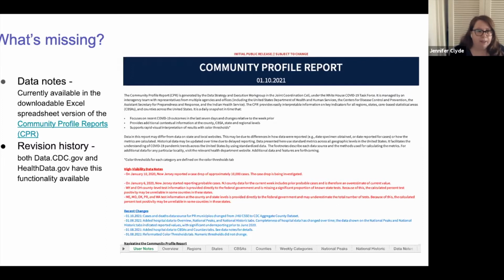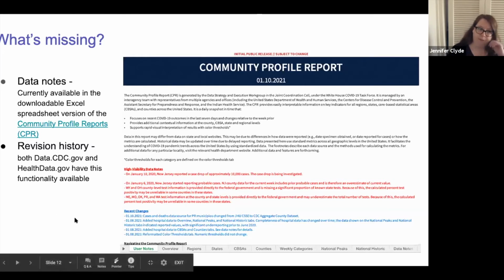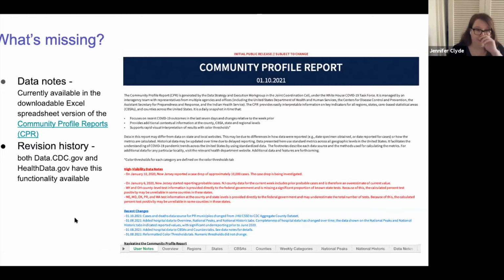And then they also have recent change notes, which is notes about changes the CDC has made in their reporting. So if sources have changed or if they've added something, things like that. And it would be wonderful if this information could be in the actual case data set.